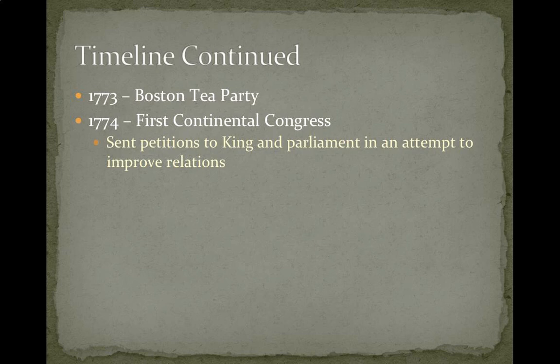In 1774, we get the First Continental Congress, and basically what they did is they sent a petition to the King and Parliament, and that's King George III, in an attempt to improve relations. This is what's going on here. These are our requests. We really don't want to go to war with you, but you're pretty much giving us no choice. They're still wanting that representation in Parliament, and with all of the things that they are doing here, quartering of troops in homes, a bunch of things without going into a lot of detail.